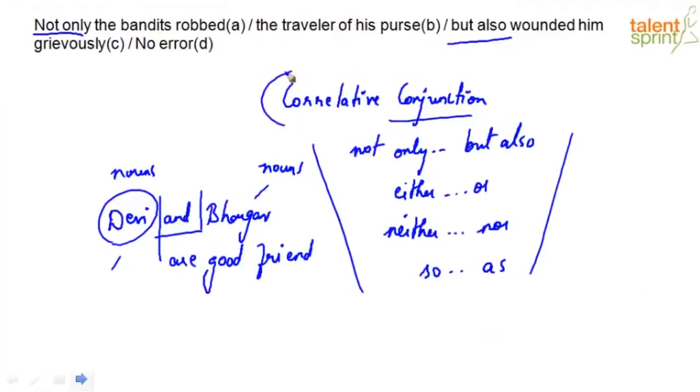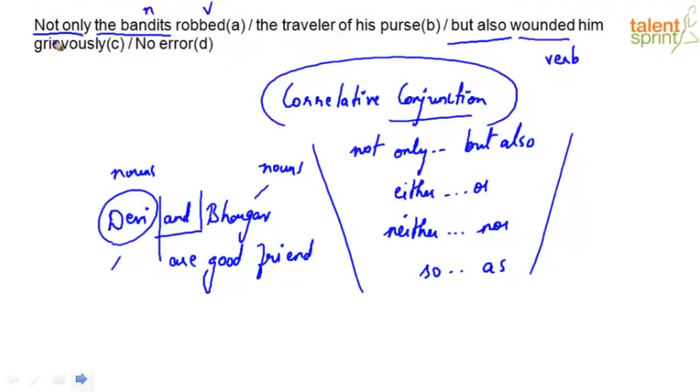So these correlative conjunctions follow a structure. What is following not only? The bandits, which is a noun. Robbed is the verb. But what about but also? But also is following a verb. I need to make sure these 2 are aligned, which means no. So I need to make changes.